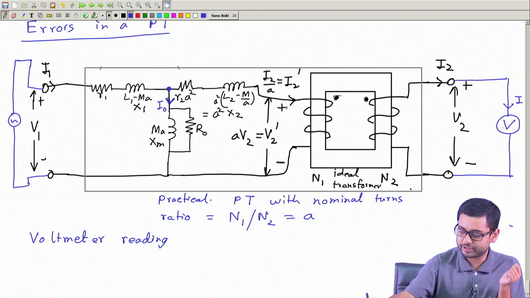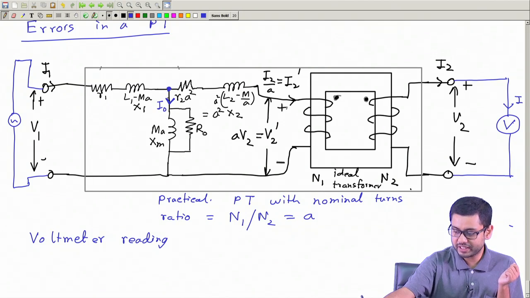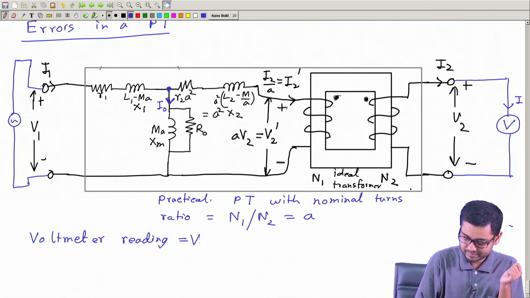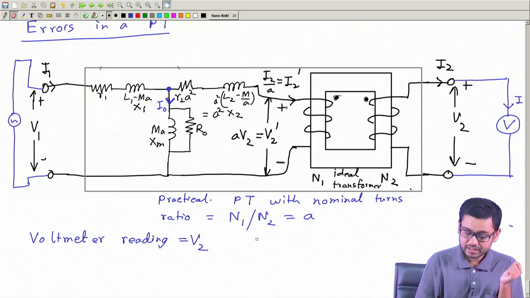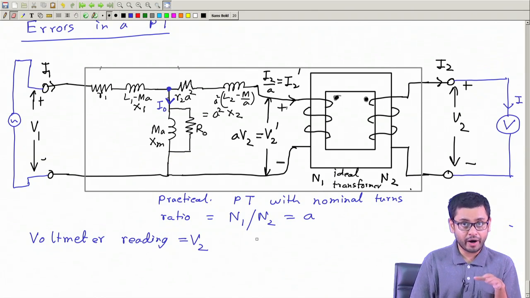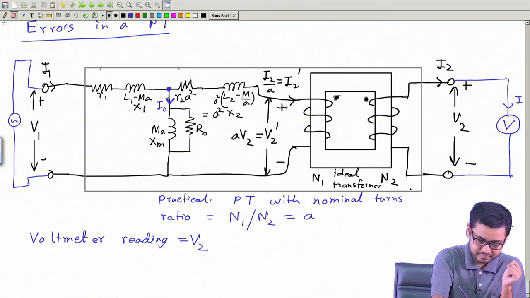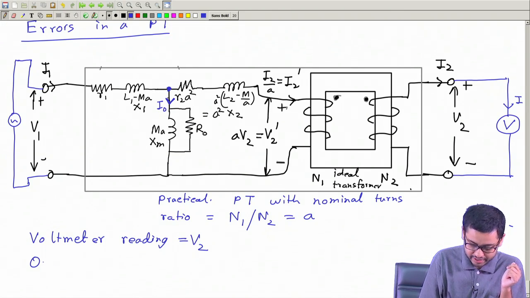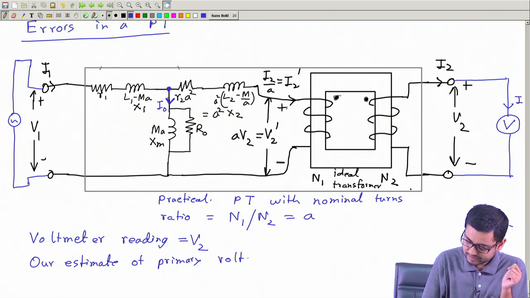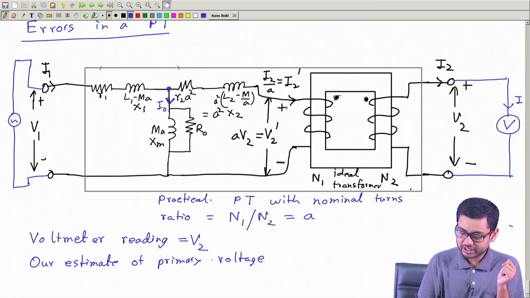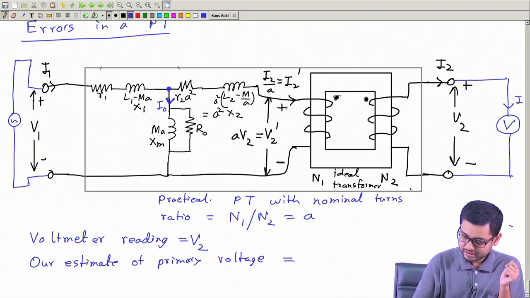Voltmeter reading will be the same as the voltage that appears across the voltmeter, which is V2. So this is the voltmeter reading. Now, what will be our estimate of the primary voltage? Our estimate of primary voltage will be AV2.